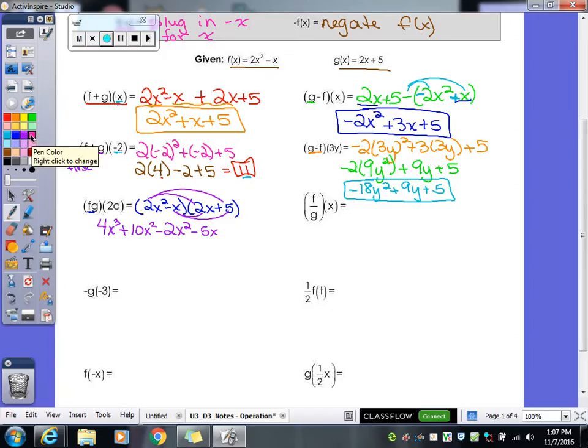So then we'll combine our like terms here. I got some x squareds to combine, so I get 4x cubed plus 8x squared minus 5x. So now that we've multiplied them together, what does it tell us to plug in? 2a. So this is going to be 4 times 2a cubed plus 8 times 2a squared minus 5 times 2a.